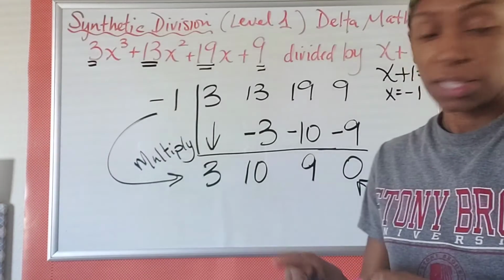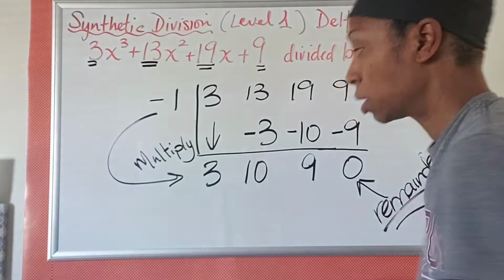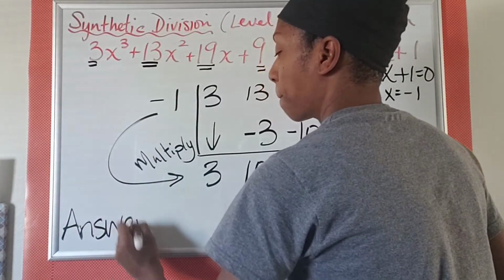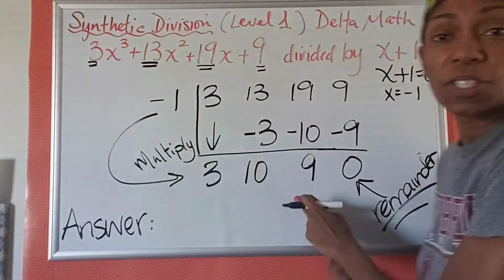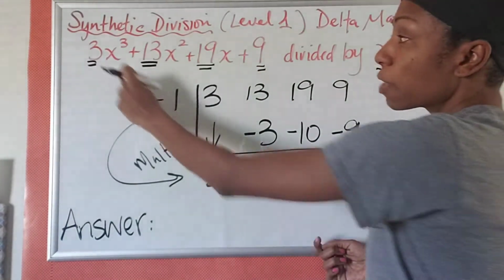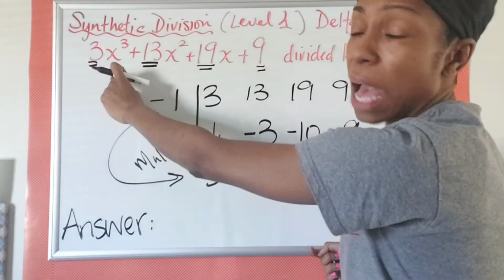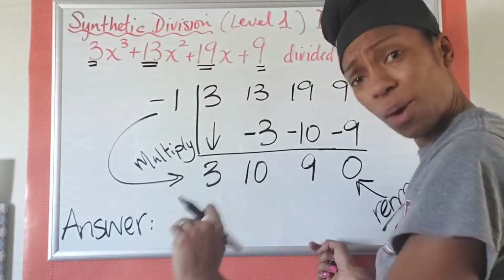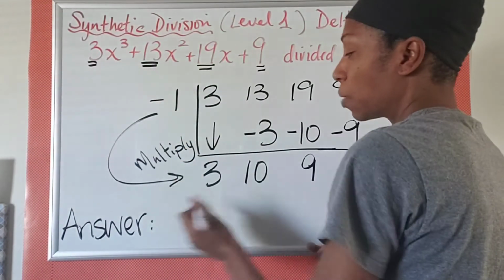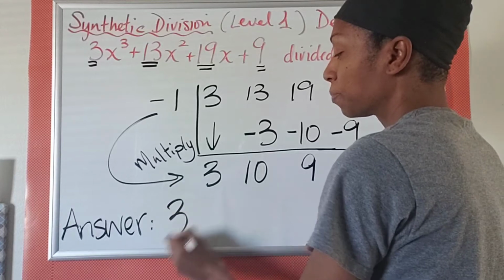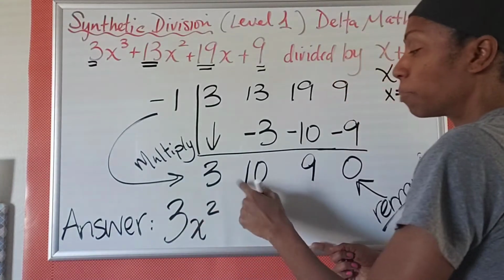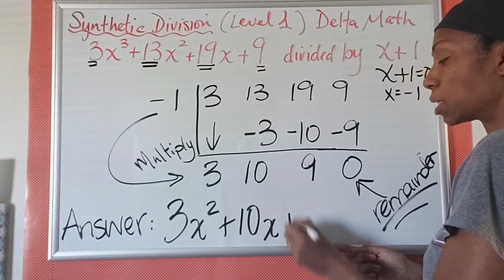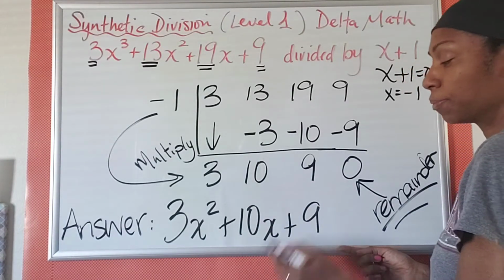So the final answer is, these are the coefficients of our answer. Since our highest exponent is 3, our answer is going to start with the highest exponent of 2. Just drop down 1, okay? So it's going to be 3x squared plus 10x plus 9. That's our answer.